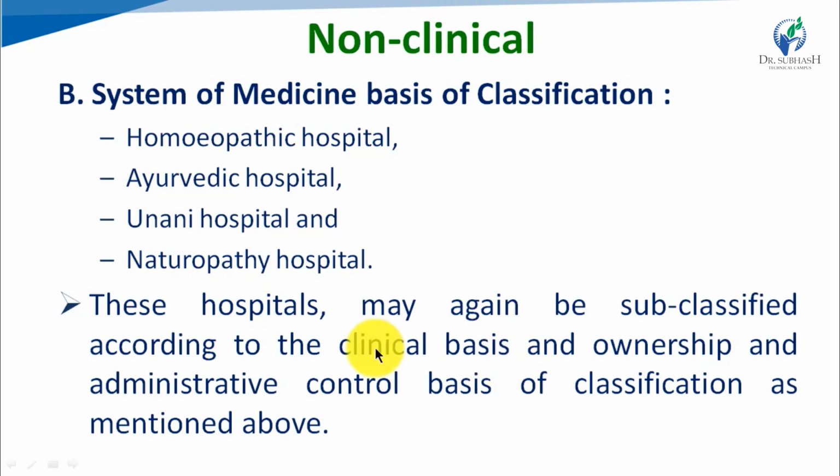So on the basis of system of medicine, we can say there are homeopathic hospitals, Ayurvedic hospitals, Unani hospitals, and naturopathy hospitals. These hospitals may again be sub-classified according to the clinical basis. Again, on the basis of ownership, whether it is run by the government or by a private institute. Then administrative control basis of classification, as mentioned above, that means we have mentioned in previous slides. Accordingly, we can again classify Ayurvedic hospitals as well as homeopathic hospitals.